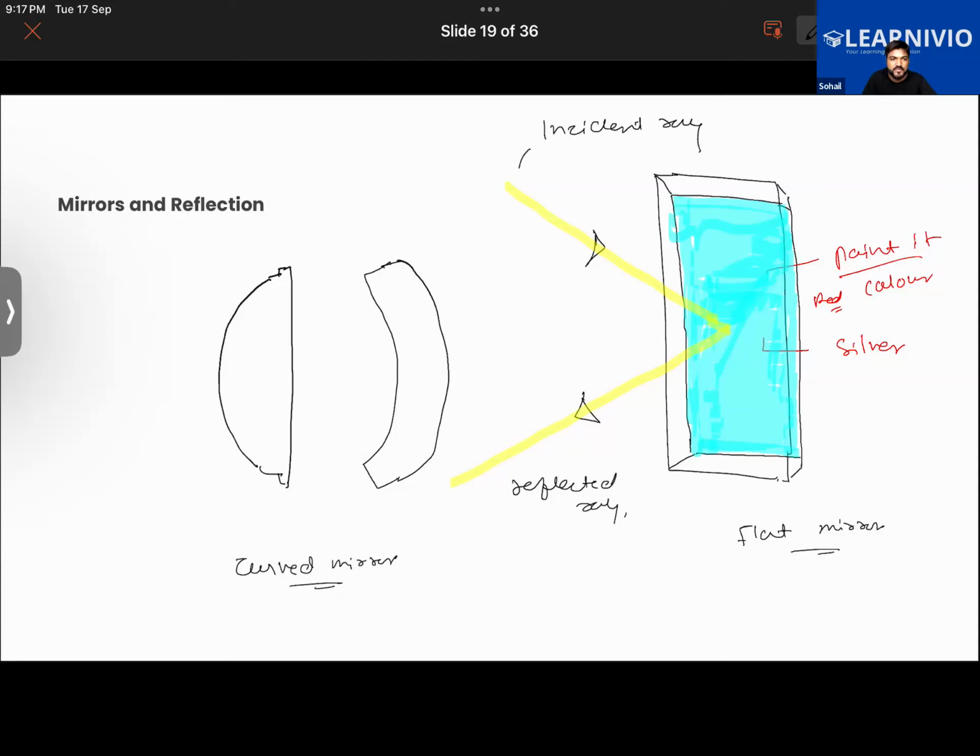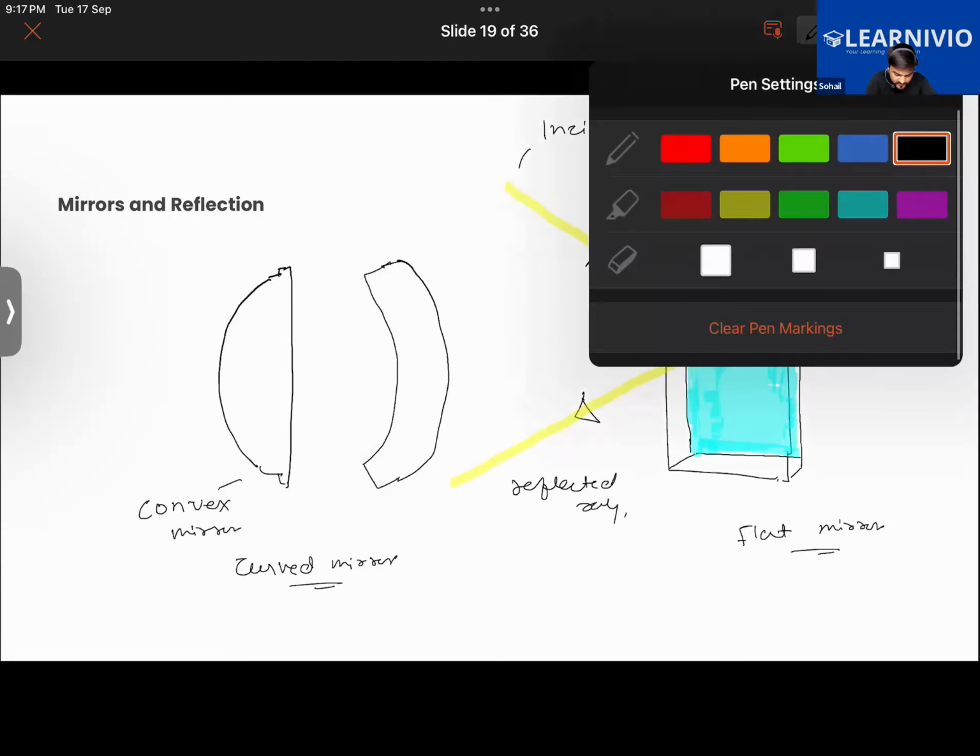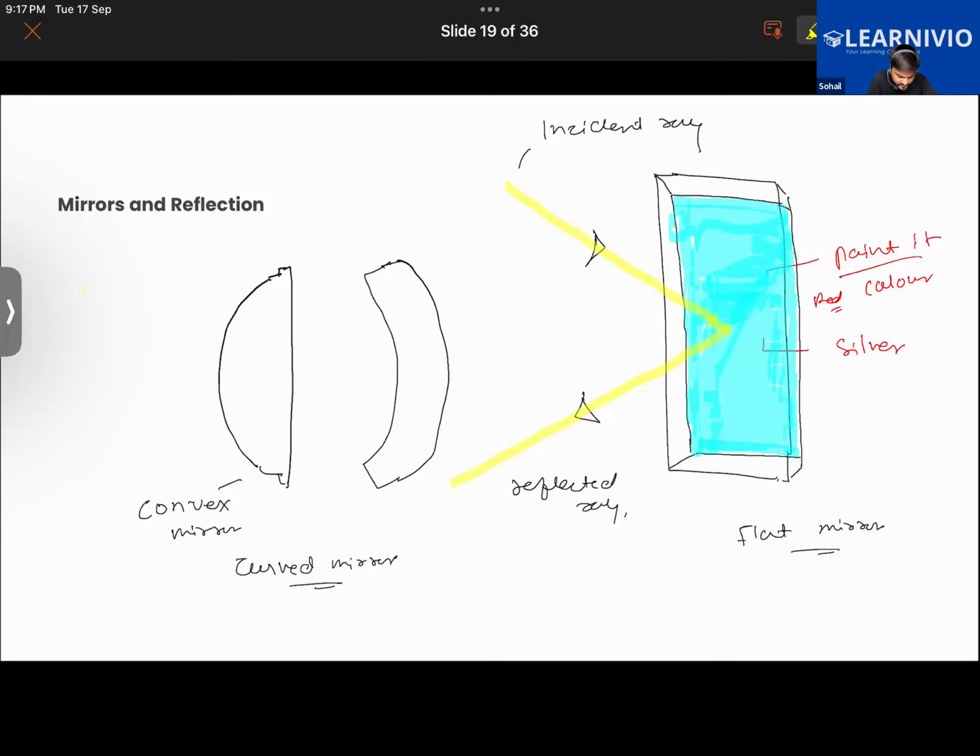So mirrors can be of three types: flat mirrors, and then you have curved mirrors. In curved mirrors, you have the convex mirror and the concave mirror. So this one here is the convex mirror. Reflection takes place from this surface, like a light ray falls on it and gets reflected. So this is the surface from which reflection takes place.